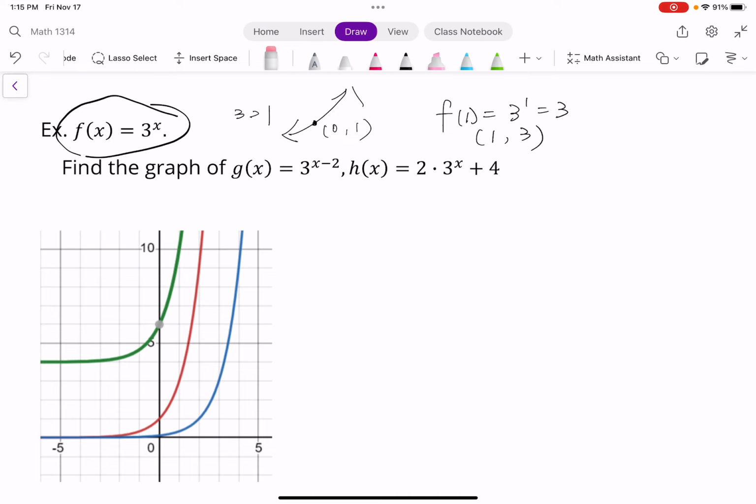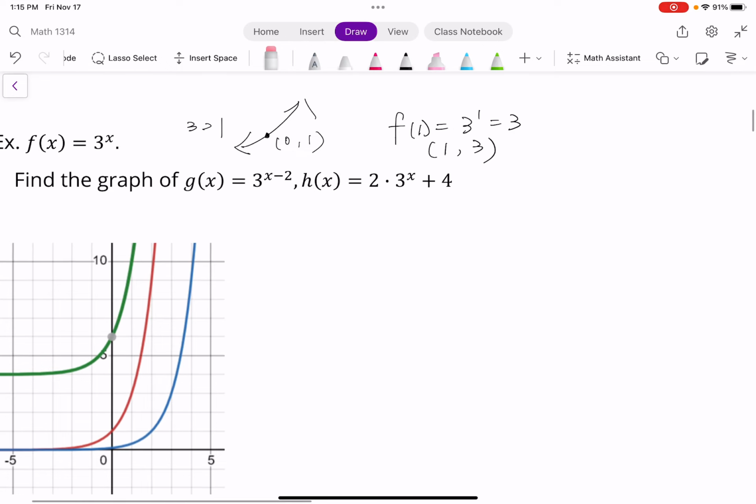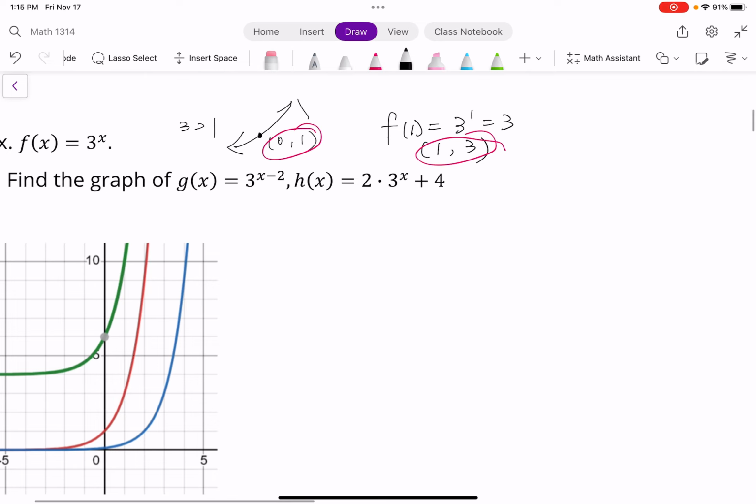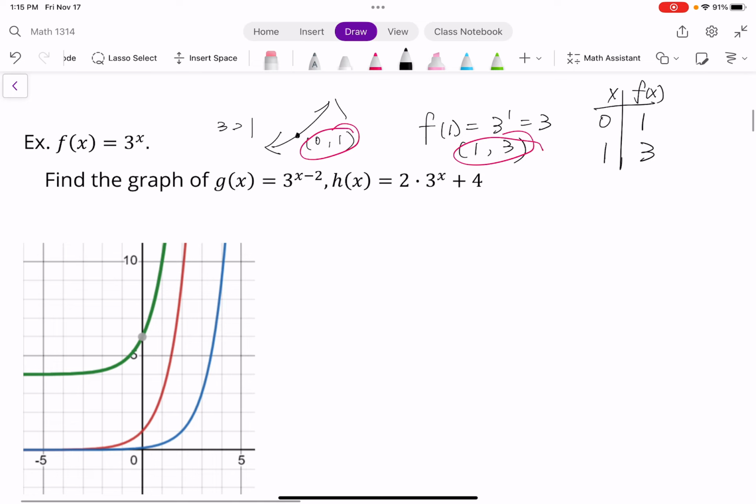And how about finding the g of x and the h of x? Since we found 2 key points for f, I can list them in a t-chart. This is x, this is f of x, and the points are (0, 1) and (1, 3). And then let's see g of x. For g of x, we have 3 to the x minus 2.